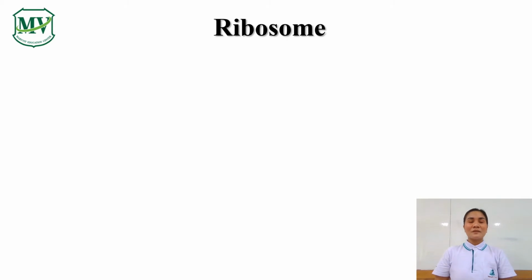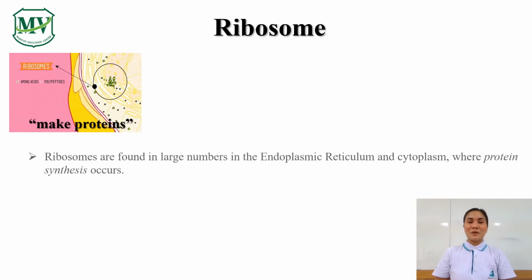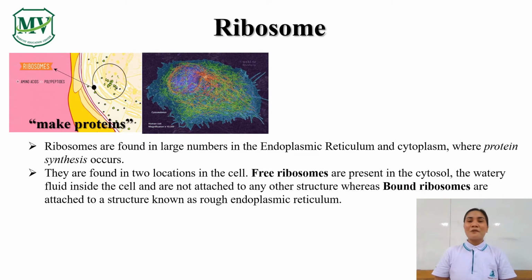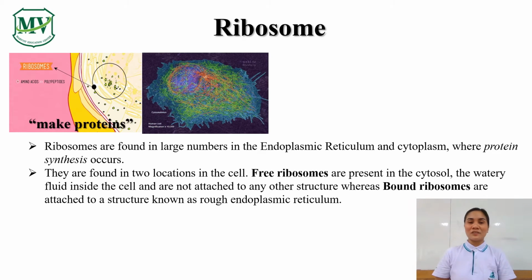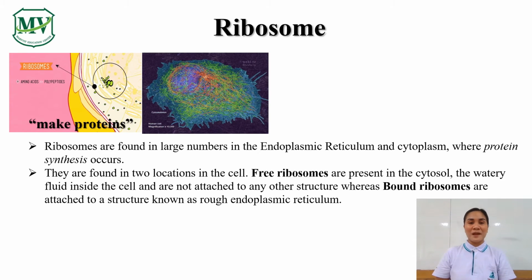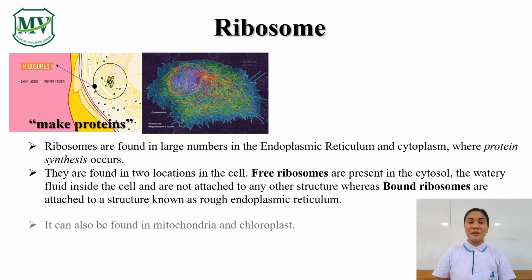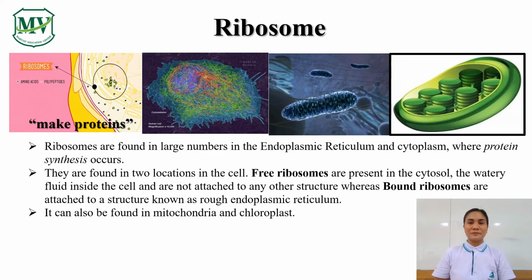Ribosome. They make proteins. Ribosomes are found in large numbers in the endoplasmic reticulum and cytoplasm, where protein synthesis occurs. Ribosomes are found in 2 locations in the cell. Free ribosomes are present in the cytosol, the watery fluid inside the cell, and are not attached to any other structure, whereas bound ribosomes are attached to a structure known as rough endoplasmic reticulum. It can also be found in mitochondria and chloroplasts.